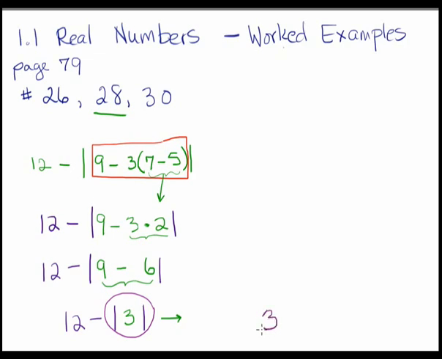3. But once I've evaluated this, again, I need to note that this value has been subtracted from 12, and only now can I finalize my problem. 12 minus 3 is 9, so there's my final answer.